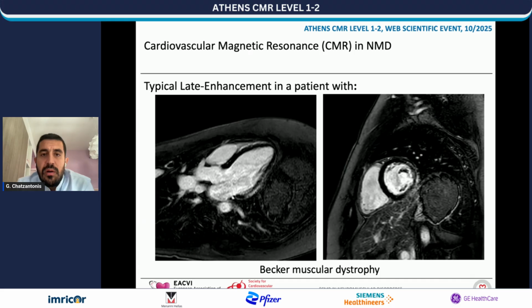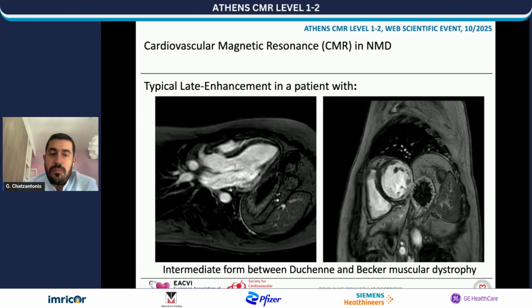So that is where, as we said before, the phenotype is important to assess what the patient has, if it has any other symptoms, any other neurological symptoms. One should think about it. That is an intermediate form between Duchenne and Becker muscular dystrophy. You see the extent of the late enhancement is really, really big. It's transmural from the inferior wall to almost anterior wall.